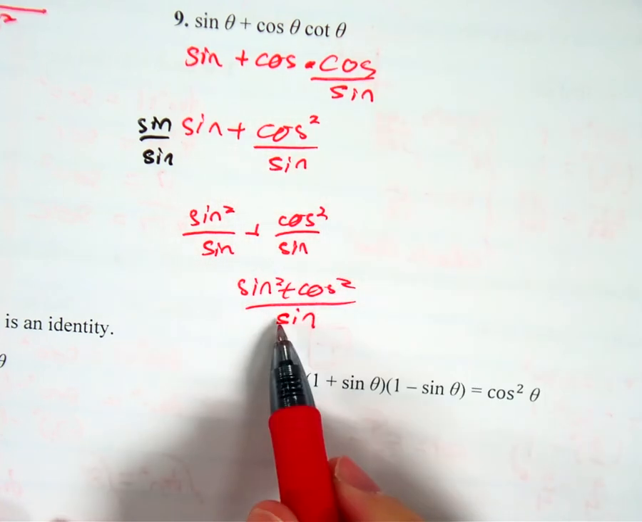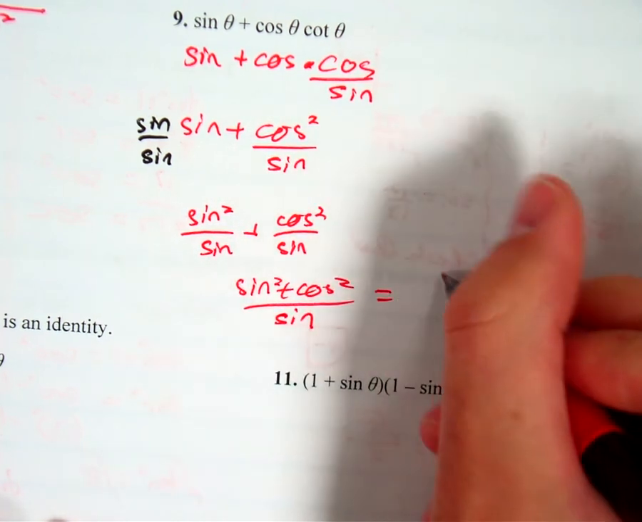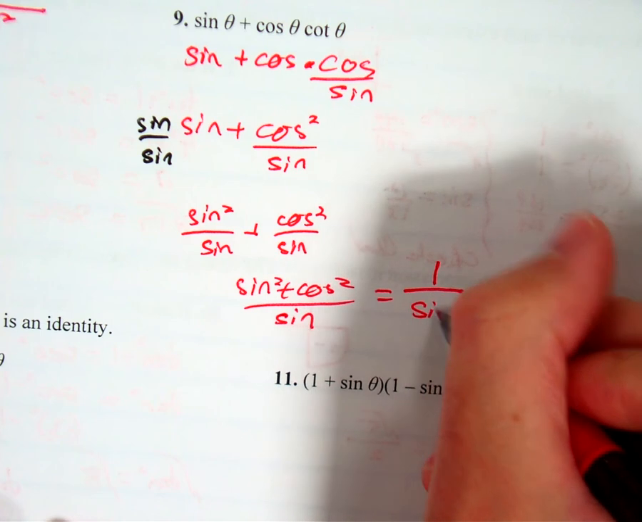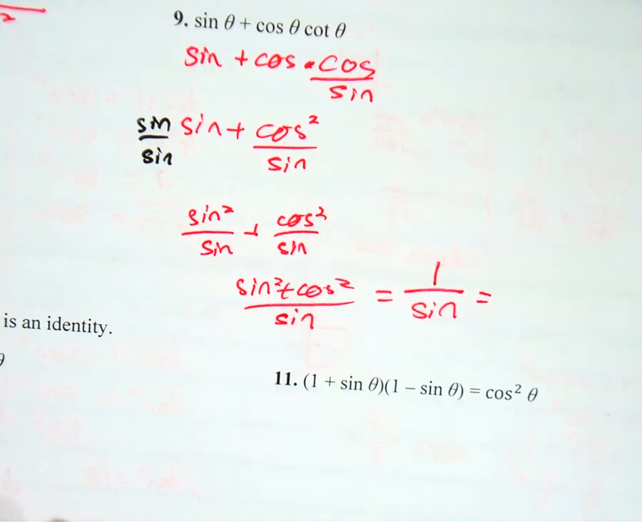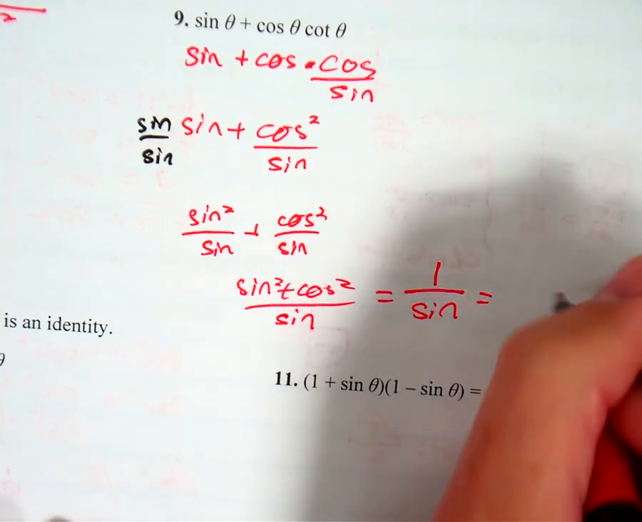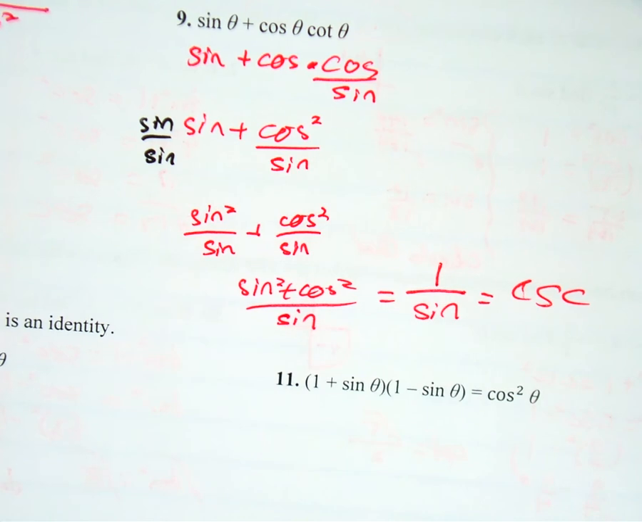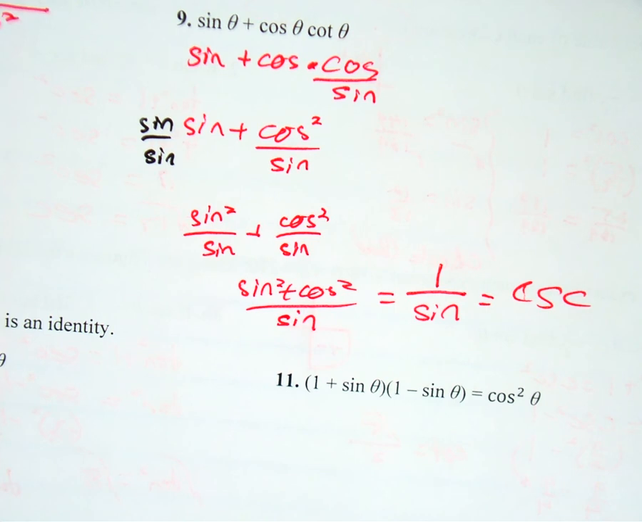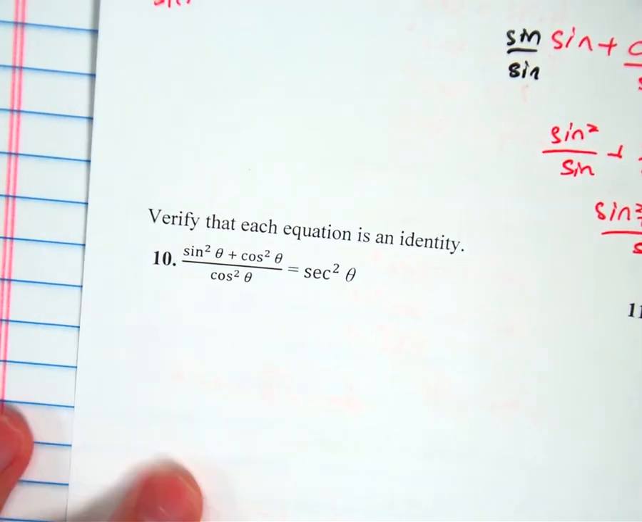What's sine squared plus cosine squared? 1. 1 over sine equals cosecant. All right. So for the simplifying ones, there's not a whole lot of direction. You just have to keep going until we get down to one thing, or sometimes two things, but usually just one thing. The verify ones, I think those are a little easier because you have some direction on where you're going.